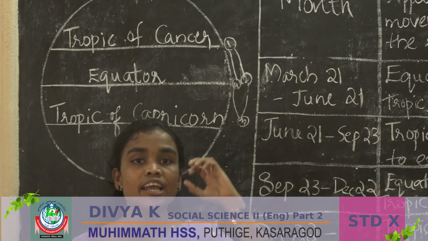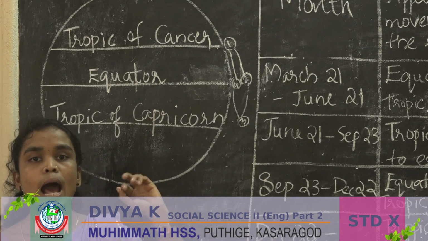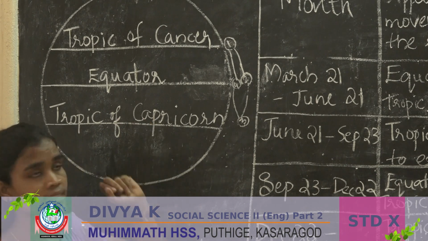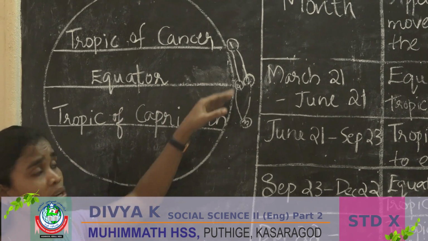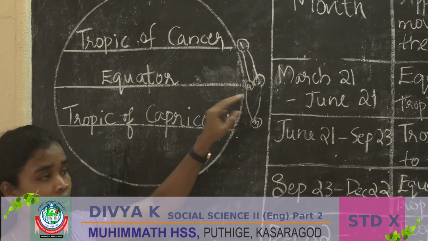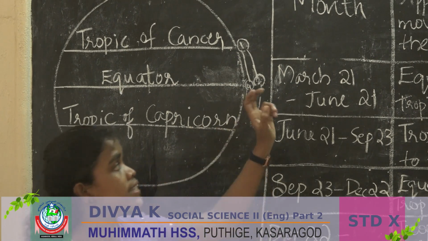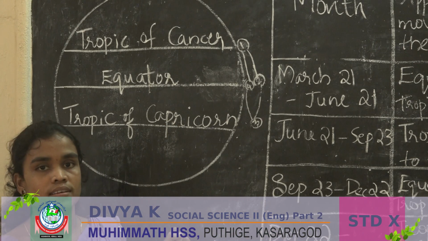Let's discuss in which month which of the seasons occur due to the apparent movement of the sun. That is, we discuss it in detail. It is the first step. We just discuss the apparent movement of the sun in a cyclical manner. Let's discuss how the seasons occur in different months.